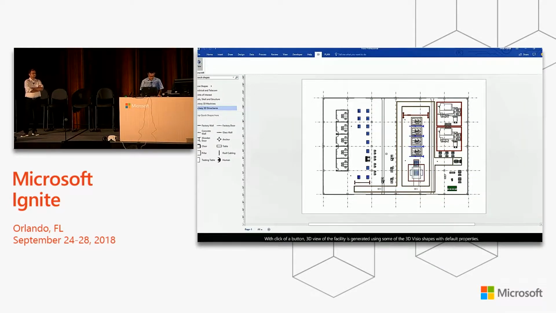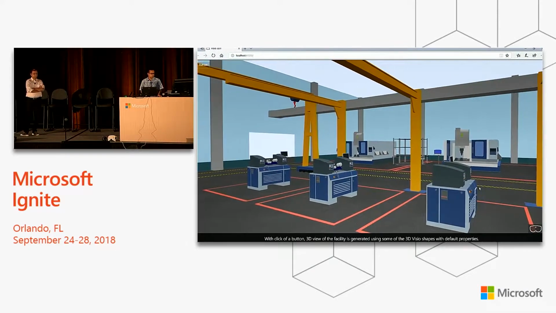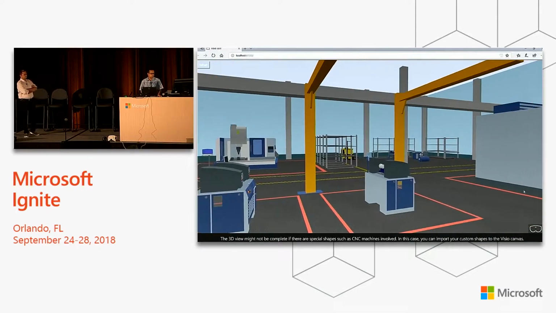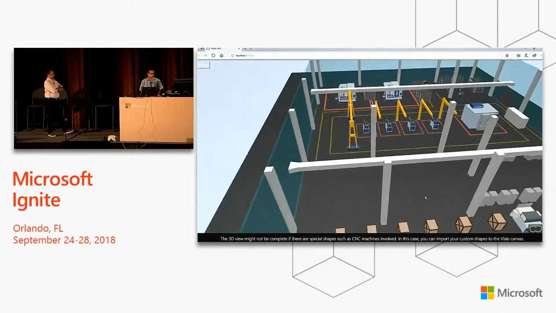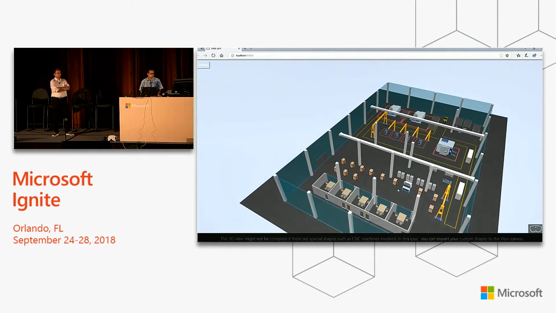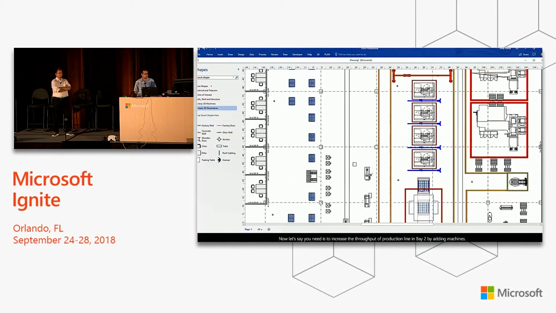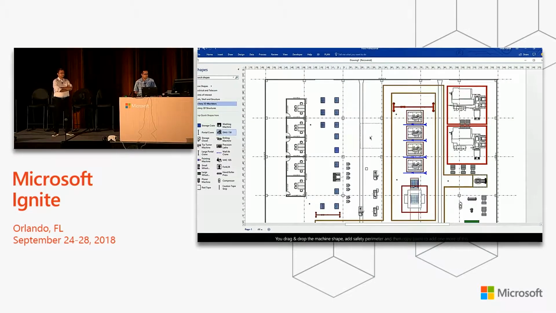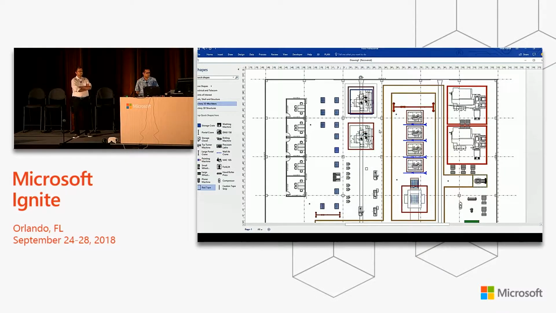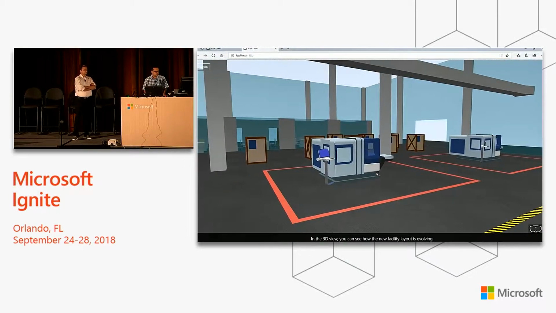With click of a button, 3D view of the facility is generated using some of the 3D Visio shapes with default properties. The 3D view might not be complete if there are special shapes such as CNC machines involved. In this case, you can import your custom shapes to the Visio canvas. Now let's say you need to increase the throughput of the production line in Bay 2 by adding machines. You drag and drop the machine shape, add safety parameter, and then copy paste to add one more of these. In the 3D view, you can see how the new facility layout is evolving.